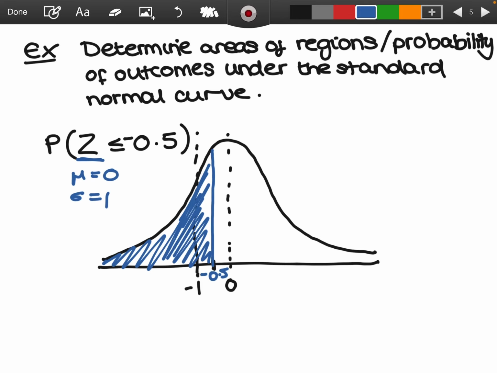So what do we do here? Well, you can use statistics tables, like I said, and you would be looking at the area under the curve to the left of -0.5. Okay? You could use the statistics table if you wanted to. They are in the back of the textbook. However, I would not recommend it. It's not the easiest way of doing this.